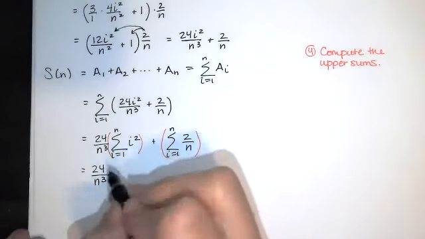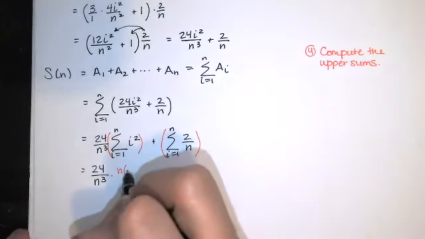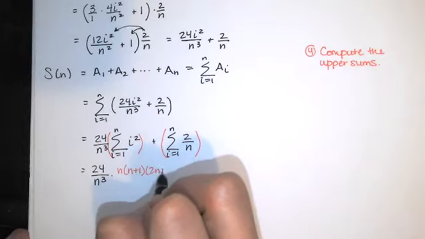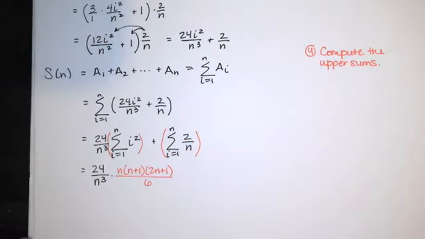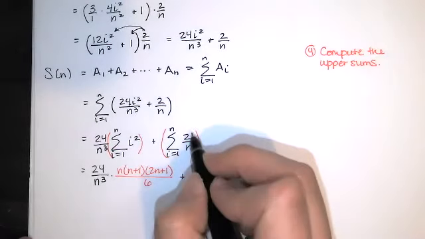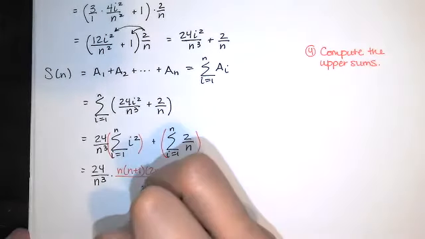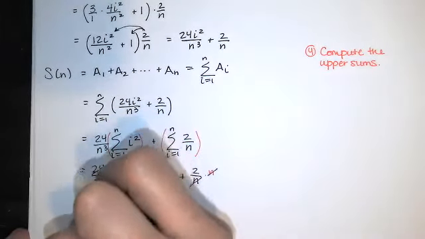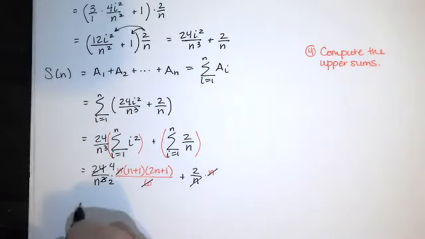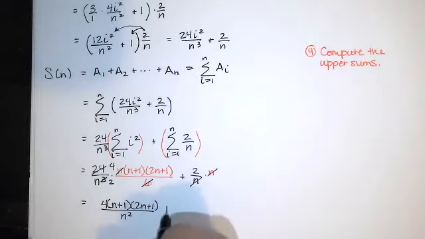According to our formula, the sum as i goes from 1 to n of i squared is n times n plus 1 times 2n plus 1 over 6. So we substitute that in, and the sum as i goes from 1 to n of a constant is that constant n times, so we get that constant multiplied by n. Those n's reduce, 6 goes into 24 4 times, n goes into n cubed n squared times, and you end up with this. You've got 4 times n plus 1 times 2n plus 1, all over n squared plus 2.